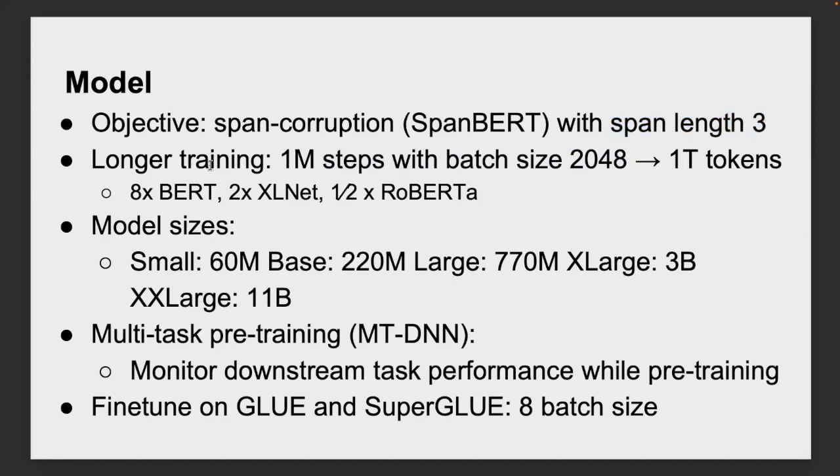And also the T5 is trained with much longer training steps, which gets it like the model is trained on 1T tokens. That is 8 times the size of the original BERT model. And it also releases different model sizes, so like the small one, base one, large, X large, and the XX large is 11 billion.